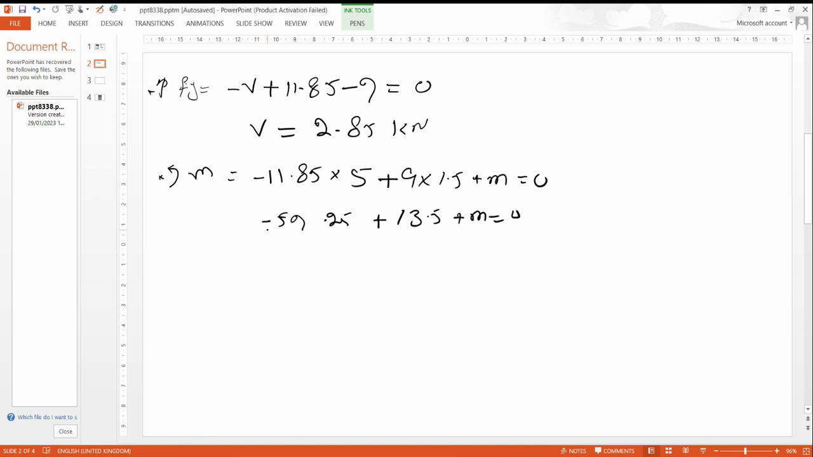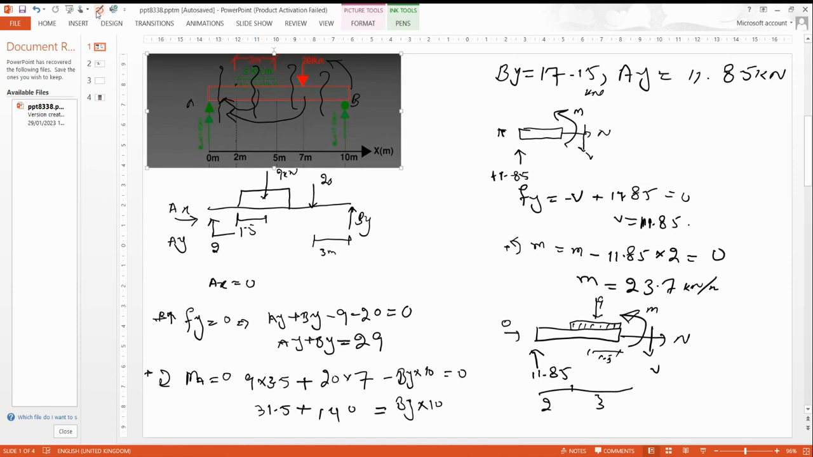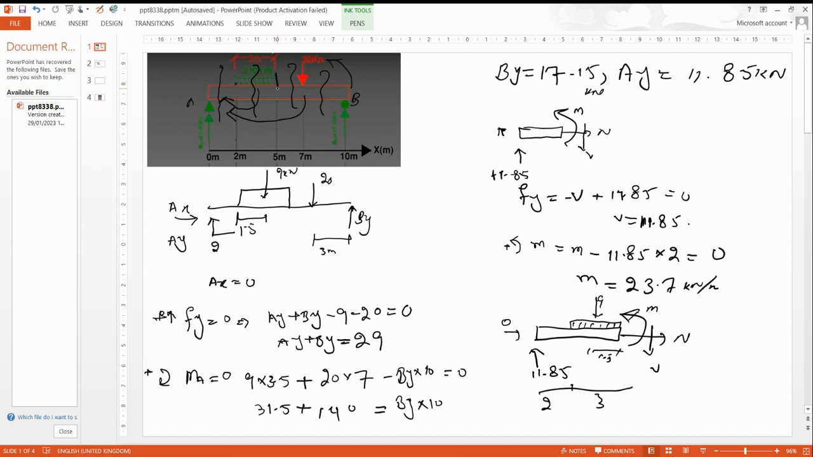This one is negative, so 59 minus 13.5, so it's 45.75 plus M equals 0, so M will be equal to negative 45.75. This one is the moment at the second point, so we get it here. I took this distance, so it's 5. So let me cut here before 20 and then I will cut it after 20.